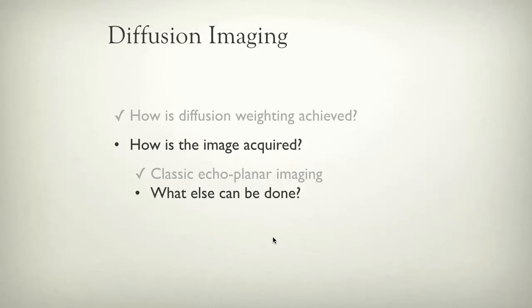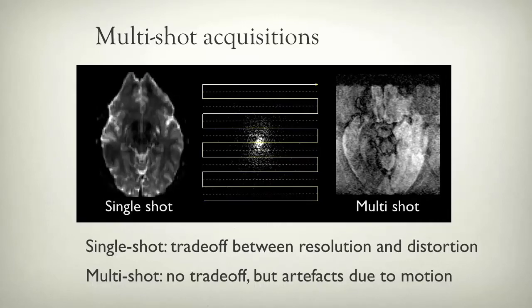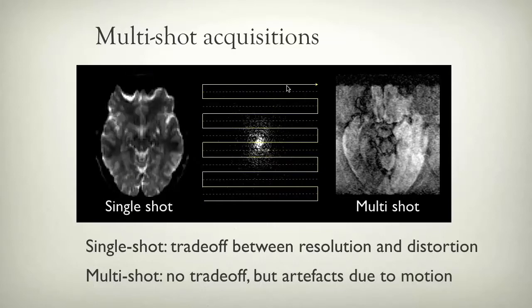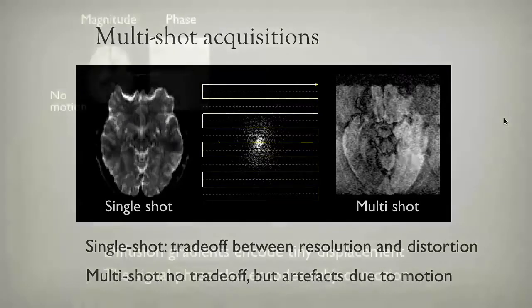Okay, so very briefly, let me touch on what else can be done in image acquisition. What I showed you early on is that we use EPI because it's single shot, because it freezes motion. Because remember, with multi-shot, if we were to acquire the even lines in one acquisition and the odd lines in another acquisition and then try to combine them, we would in general get images that look like this.